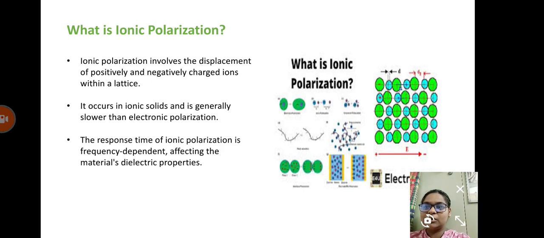What is ionic polarization? Ionic polarization involves the displacement of positively and negatively charged ions within a lattice. It occurs in ionic solids and is generally slower than electronic polarization. The response time of ionic polarization is frequency dependent, affecting the material's dielectric properties.